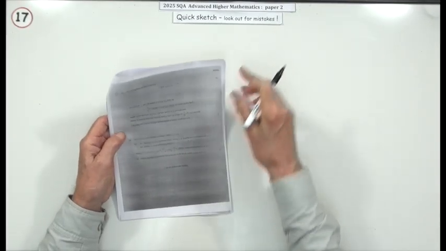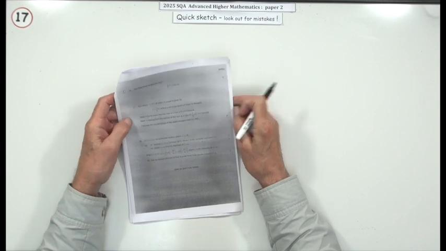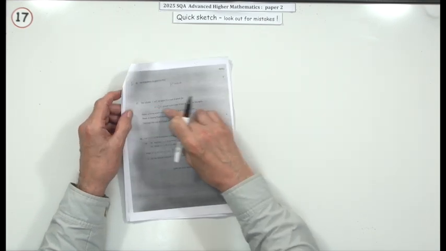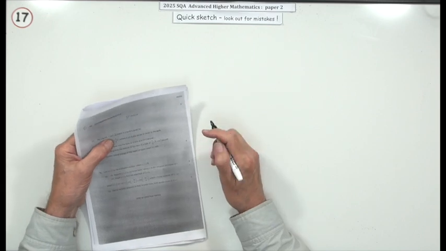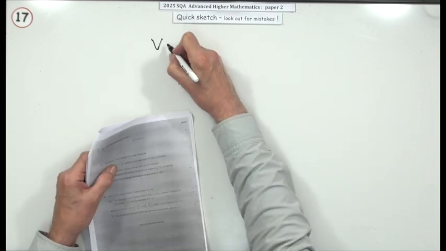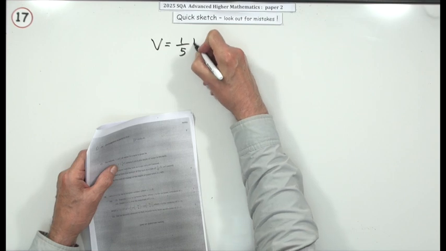So number 17 from paper 2 of the 2025 Advanced Higher. Just a wee 4-mark question here, looks like related rates of change. So what does it say? The volume of water in a tank, V, is given by V equals 1/5 of h cubed.